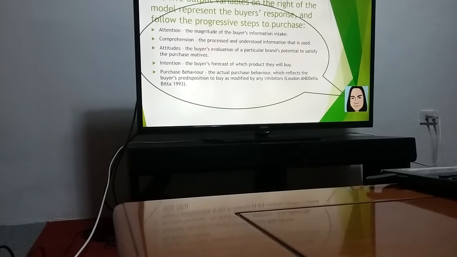That's my intention. So, purchase behavior is the actual purchase behavior which reflects the buyer's predisposition to buy as modified by any inhibitors. So, that's the purchase behavior. Kung ano yung magiging decision niya sa isang bagay na bibilhin niya, that's the behavior. So, later on, because this is consumer behavior, market research and consumer behavior, this will be the center of our discussion. Okay, so that ends our lesson 3.